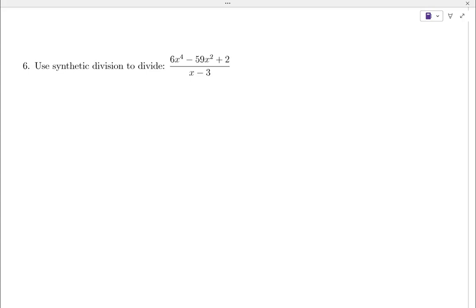Just like when we had missing terms in long division, you put a 0 in there for that term. Do the exact same thing for synthetic division. So when you write your coefficients across the top, I'm going to put a 0 where the x cubed term would be, and a 0 where the x term would be. So it's 6x to the 4th plus 0x cubed minus 59x squared plus 0x plus 2. Since I've got x minus 3 in the denominator, what's going to go in the upper left-hand corner? A positive 3. Good.